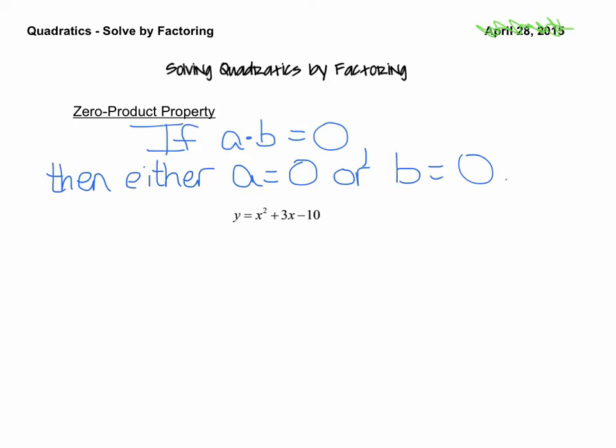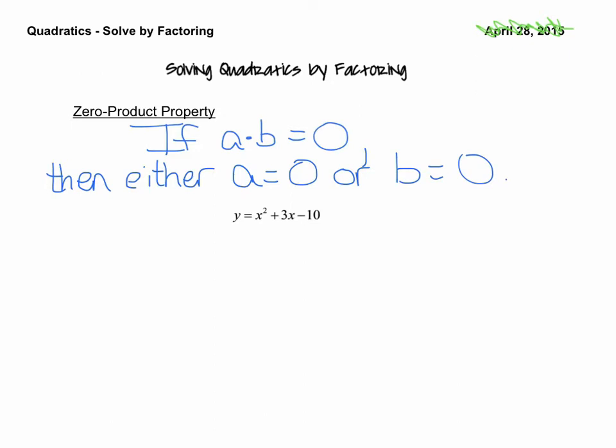Now, here we have a quadratic. y equals x squared plus 3x minus 10. We could graph this. We could find the vertex. We could find what the solutions to this quadratic are. But we don't want to graph anymore, okay?